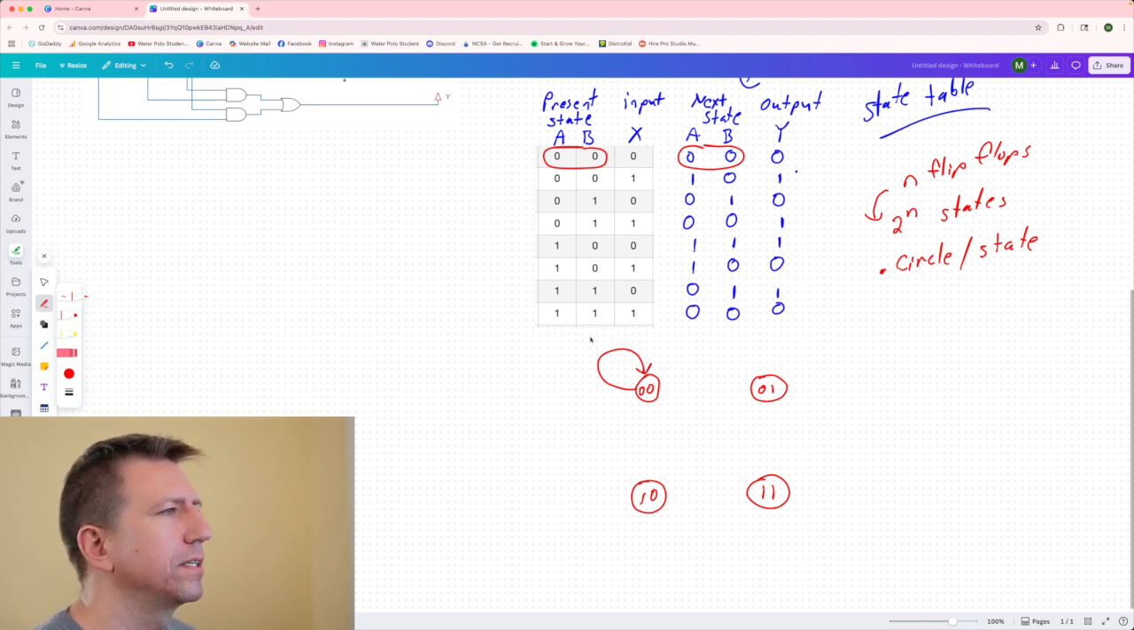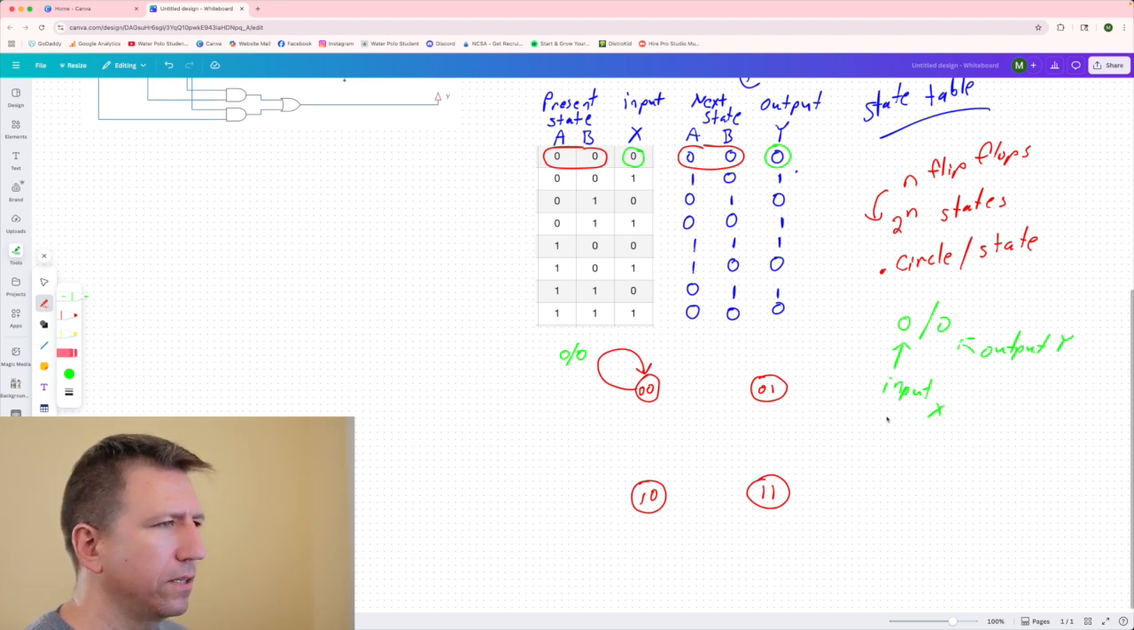The second thing I want to do is mark what the input was and what the output was during that transition. And I'm going to do that in this way with a little slash in between. So if I have 0, 0, this is the input, and this here is the output, Y. Okay. All right, so that's how we do it.